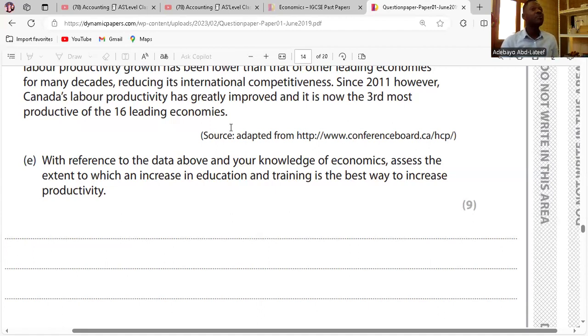The third point is that some firms might choose to be capital intensive because education and training is labor intensive. So some firms might choose to invest in equipment rather than human capital. Is it clear? So those are the points I made. Are they clear? Okay. So go to question 4.